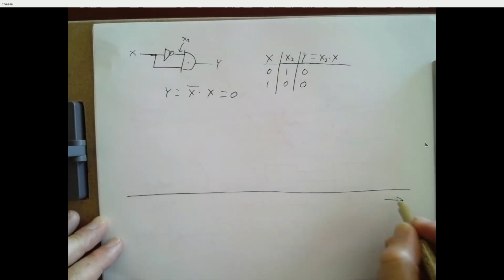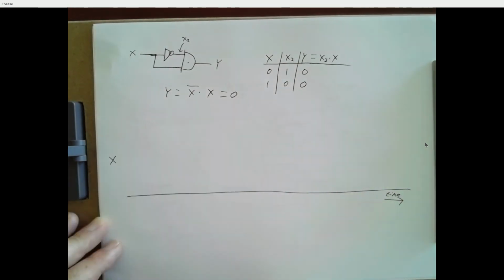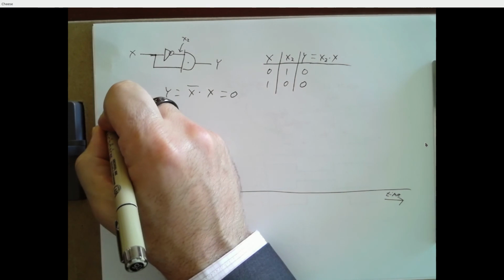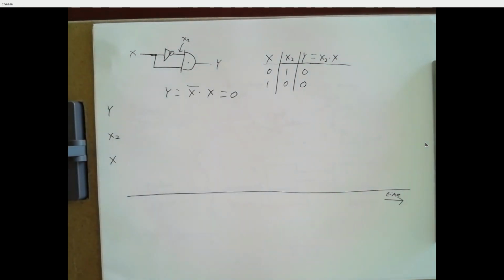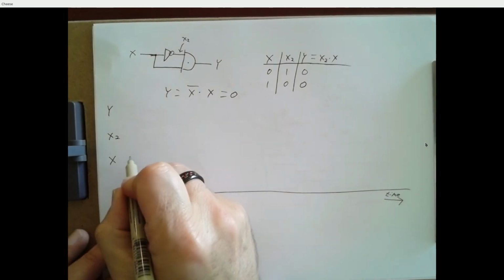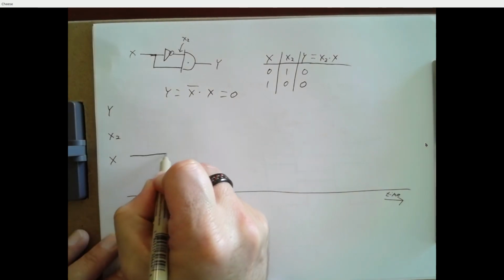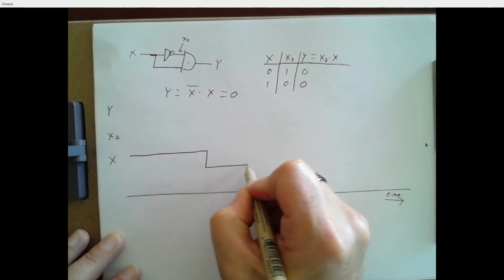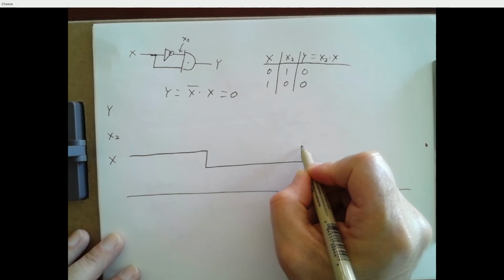So here's time. And here's my input X. And I'm also going to record X2, and I'm going to record Y. And let's say X starts off at a logic 1, and then it comes down to a logic 0. Then it goes back to a logic 1.